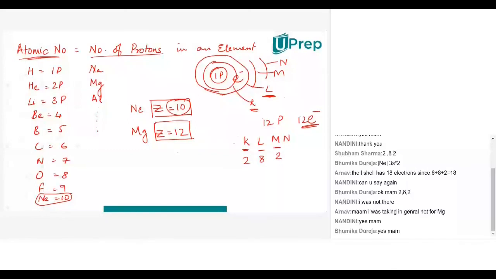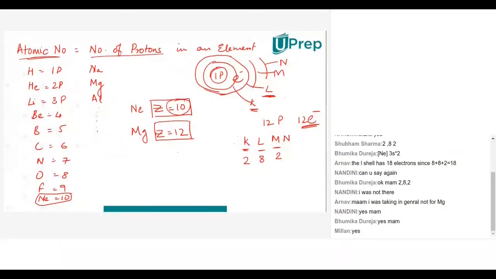Arnav, even in general, the L shell can only take 8 electrons. I said 18 because the K shell can hold 2 and then the L shell will hold 8. So, ma'am, 8 plus 2 equals 10. I was talking about that. Oh, okay. Milan, did you understand?